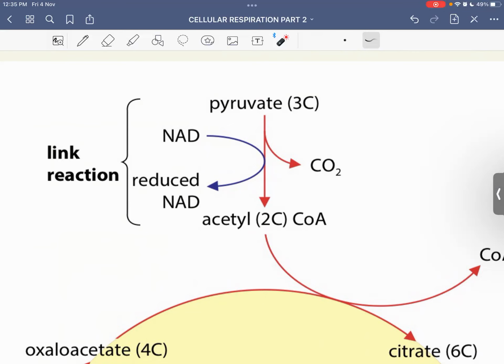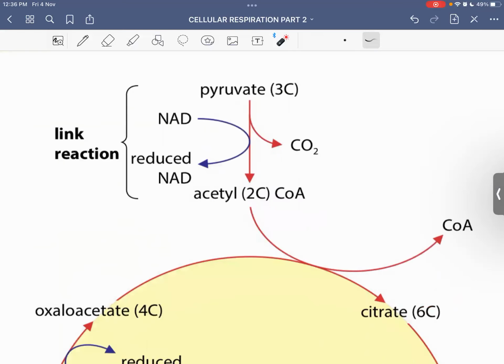Okay. So this means the link reaction is very unique. Neither do you need any ATP to invest into the link reaction, nor do you get any ATP from it. Right? अच्छा ठीक है अब हम आगे चलते हैं.